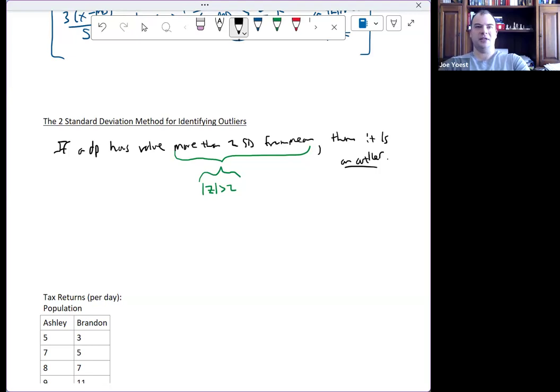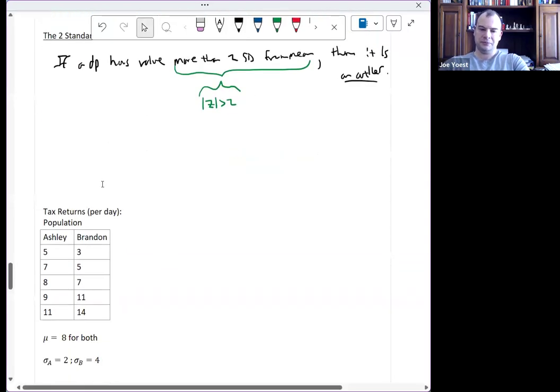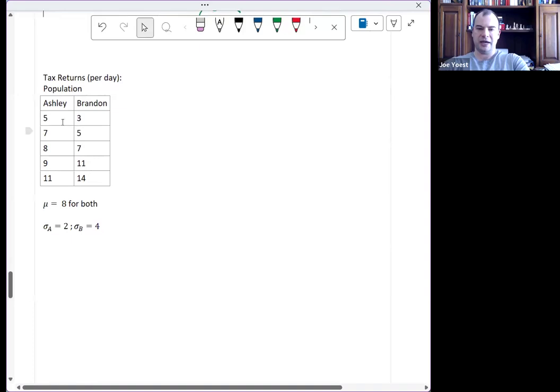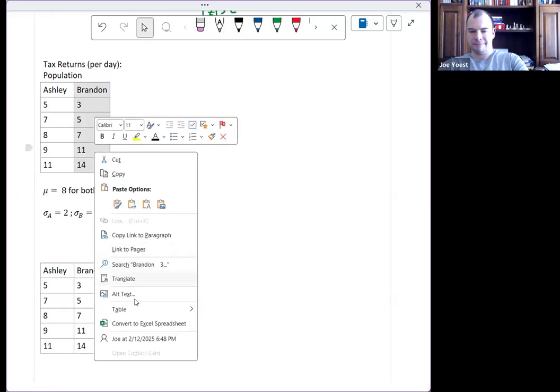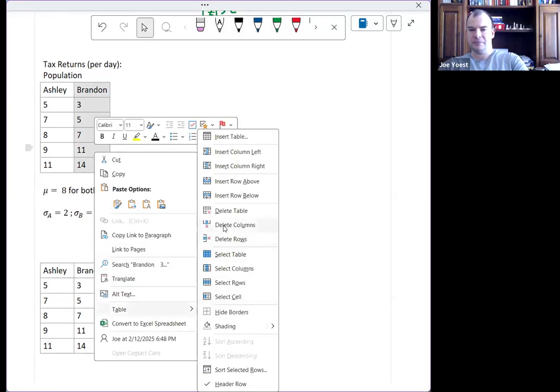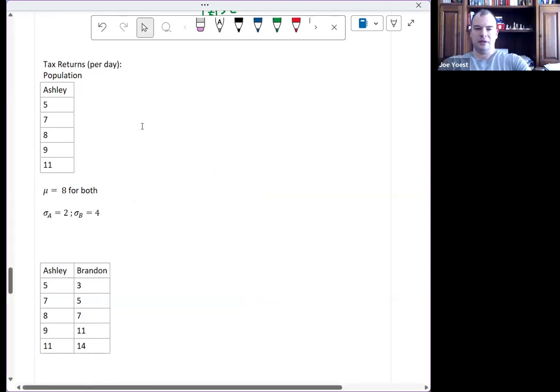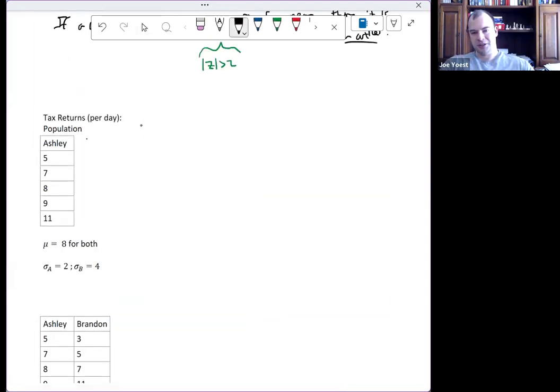This has a huge benefit in that it's relatively simple, it's easy to understand. There are some detriments that we'll see next time. But let's look at the Ashley and Brandon data again. And let me start with the Ashley data here. And let's just compute a z-score for each of these.